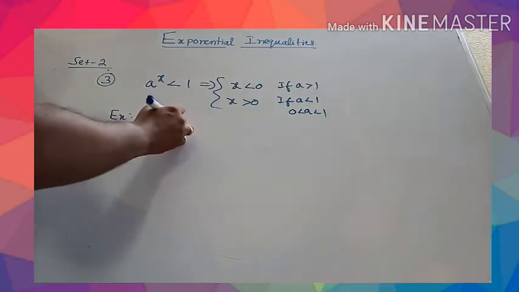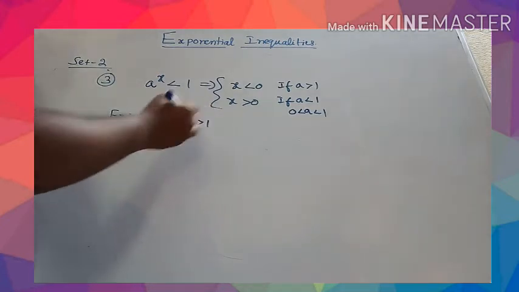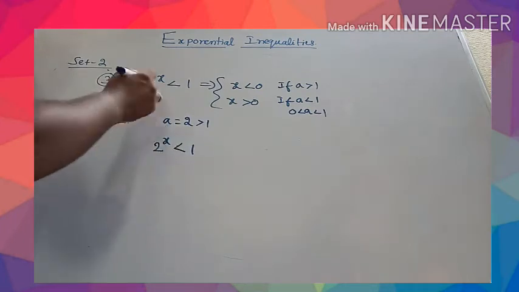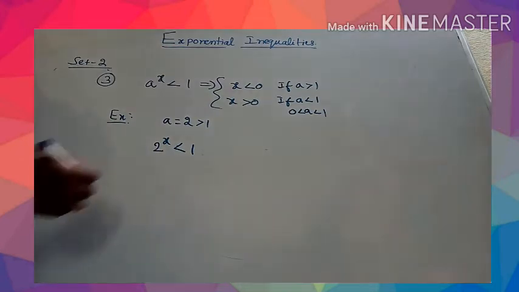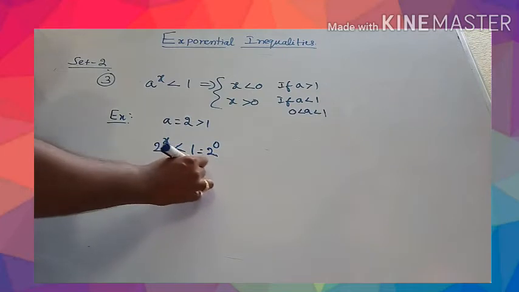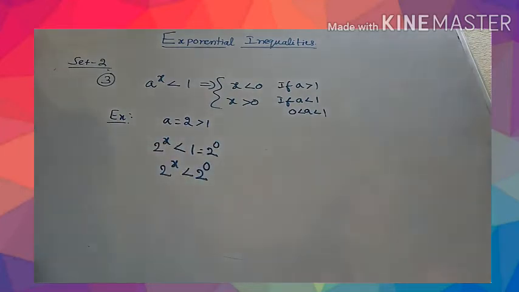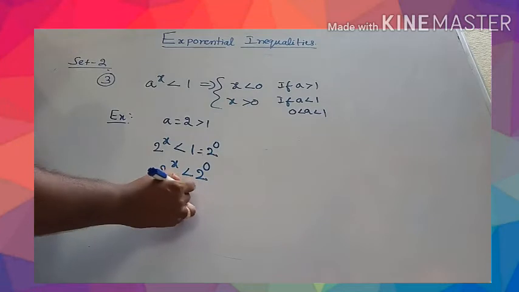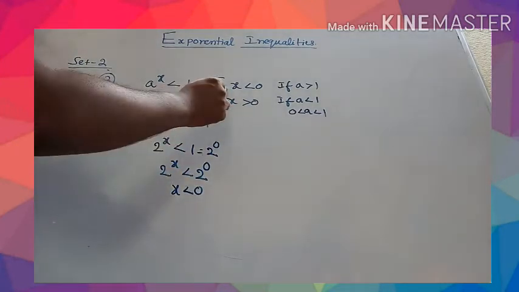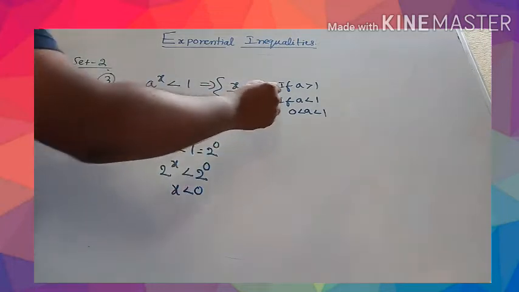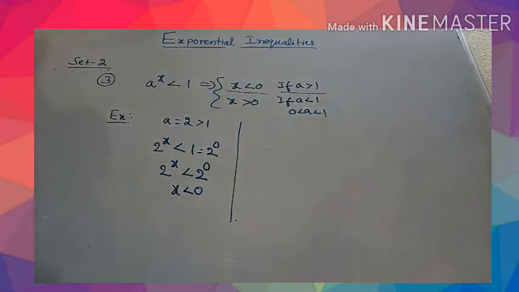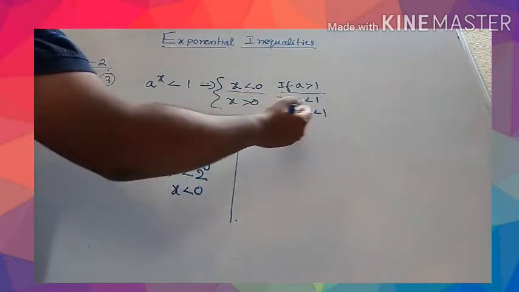Here you take a, the base, as 2, which is greater than 1. The given problem is 2^x less than 1. This is 2^0, that means 2^x is less than 2^0, so x is less than 0. That's what we have got: x is less than 0 if a is greater than 1. And one more thing, x is greater than 0 if a lies between 0 and 1.